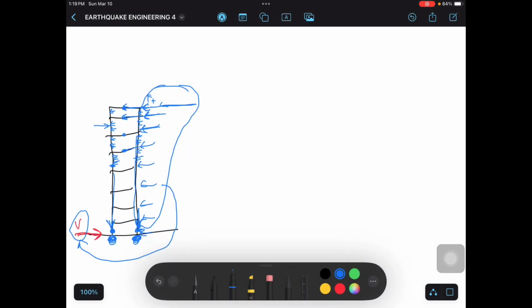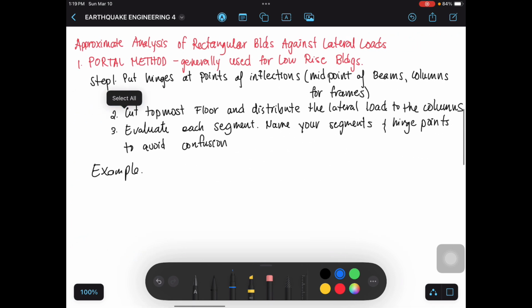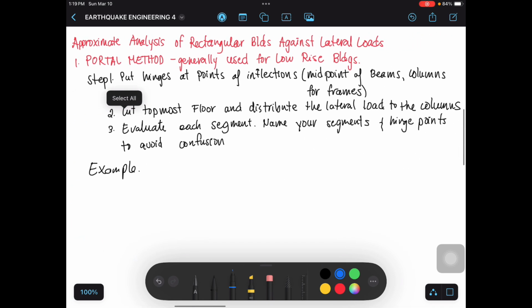Next. So, our next step will be hanapin kung anong magiging reactions ng frame natin. Yung kada part ng frame, yung beams and columns. How much yung mag-generate na force to resist yung lateral na mga loads. So, we can do that by using yung approximate analysis of rectangular buildings against lateral loads. So, since nasa regular building structures pa lang tayo, that's why we can use this analysis for rectangular buildings.